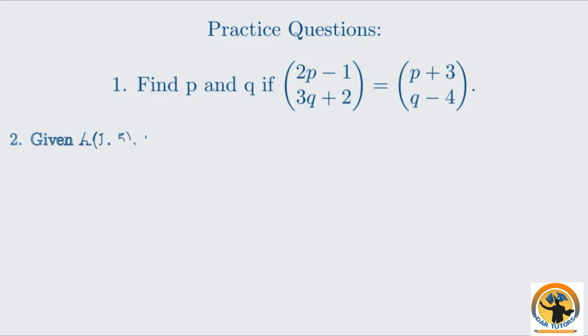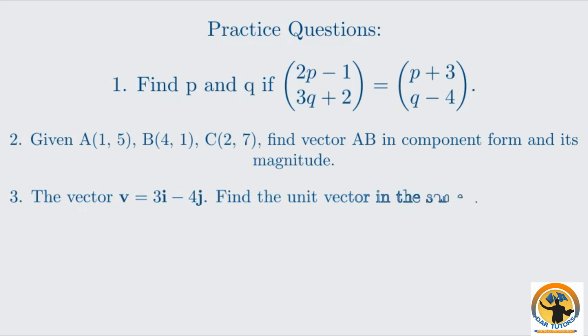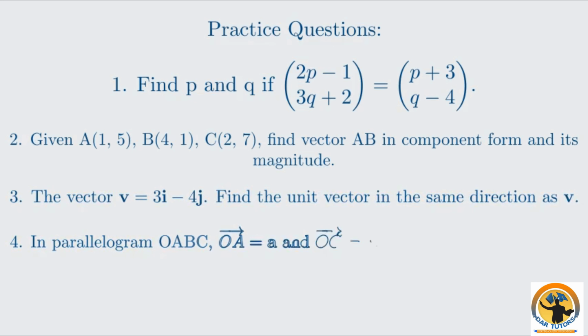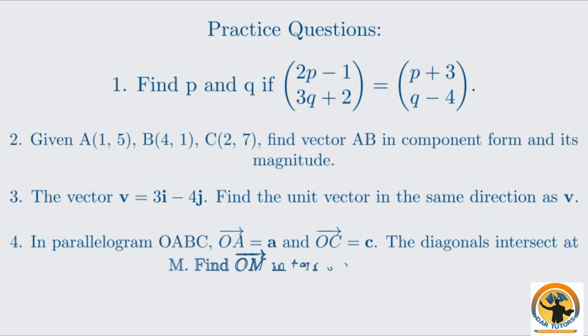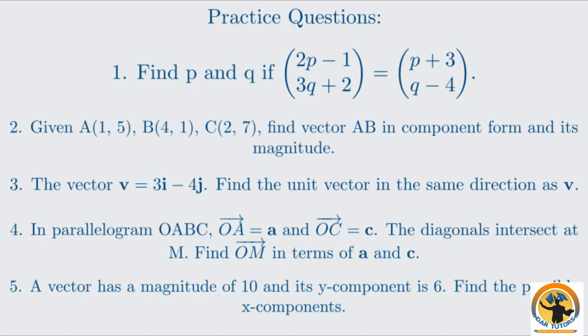Question 2. Given the points A(1, 5), B(4, 1), and C(2, 7), find the vector AB in component form and its magnitude. Question 3. The vector v equals 3i minus 4j. Find the unit vector in the same direction as v. Question 4. In a parallelogram OABC, OA is vector A and OC is vector C. The diagonals intersect at M. Find the vector OM in terms of A and C. Question 5. A vector has a magnitude of 10 and its y component is 6. Find the possible x components of the vector.